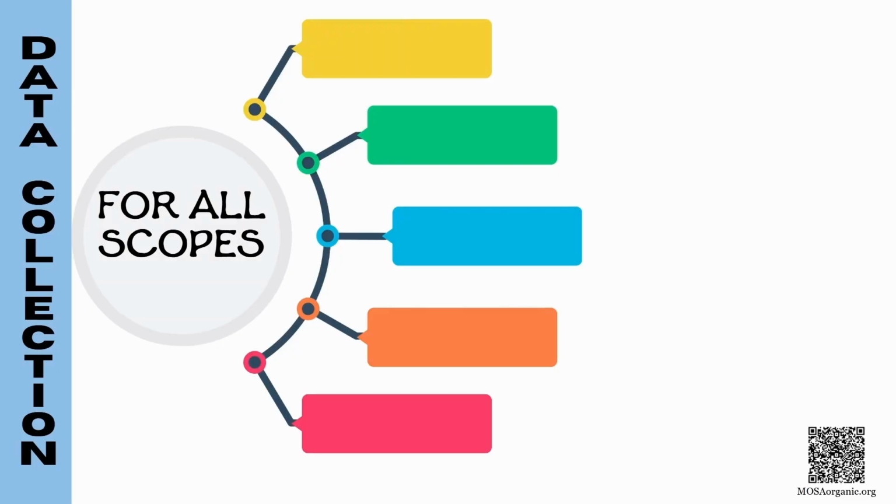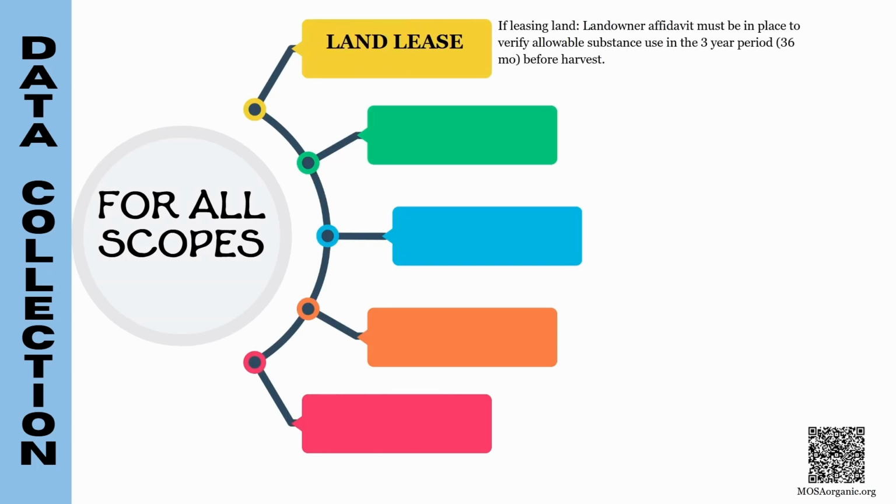As you might have noticed, there is overlap of necessary data for every scope. Here are a few requirements that are consistent for all certification scopes. If the land where you are operating is under lease, a lease rental agreement must be included with the OSP, the Organic System Plan. Soil tests, although not required, are highly recommended for many reasons. If you have them, include them with your OSP. Water tests are required for products that are washed or processed.